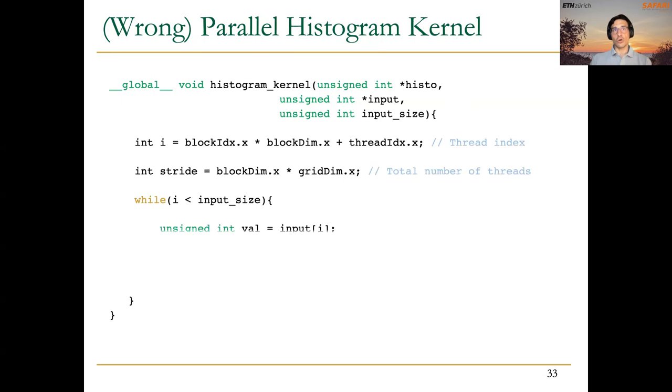Remember that we are working with GPUs, so we have to create a GPU kernel that we define using this global qualifier. In the beginning of the kernel, we obtain one index that we are going to use to access the input array, and this index is obtained based on the block ID and the thread ID. So we go to the input array, read the value, and then update the corresponding value of the histogram. However, this code, even though it looks good and probably could be efficient, is wrong.